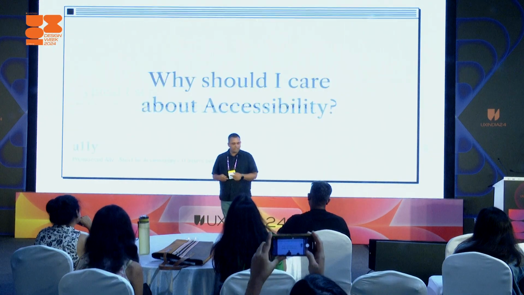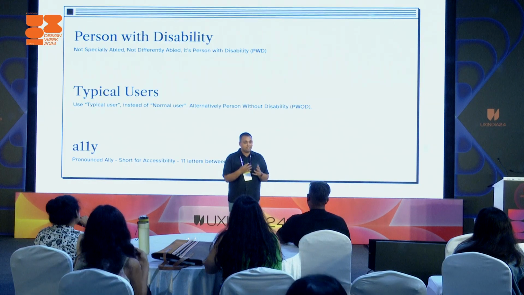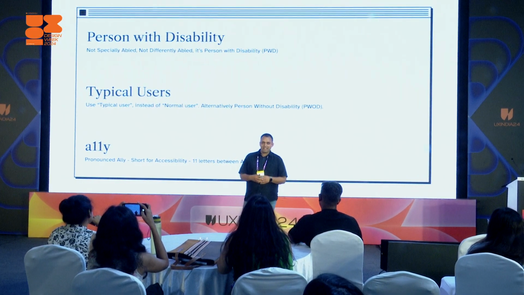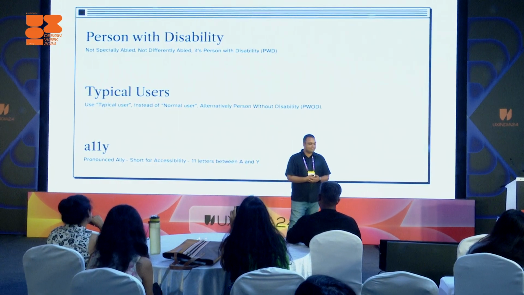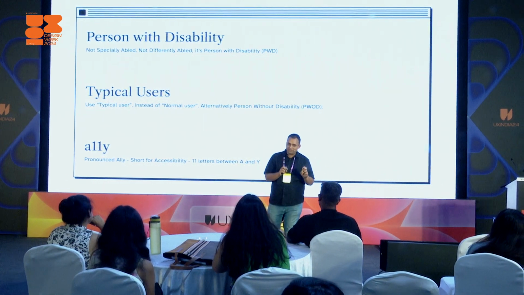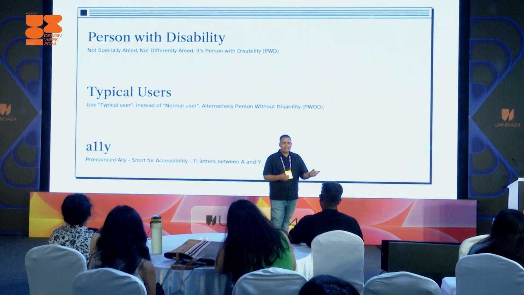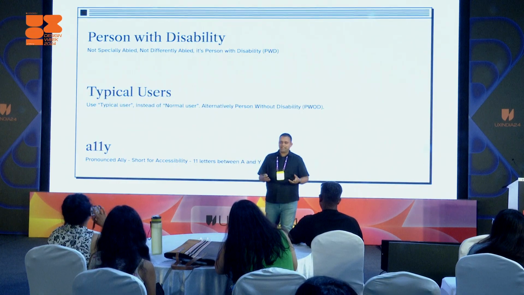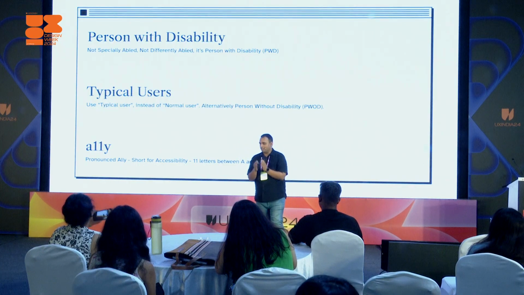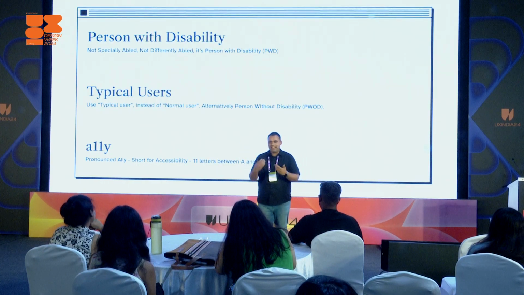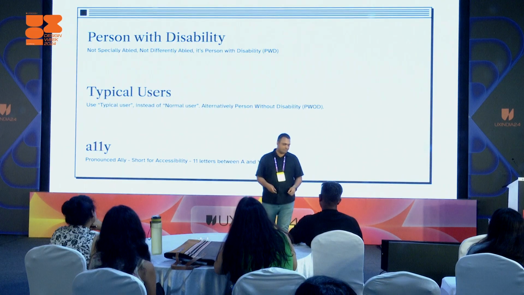Before I dive deeper into the topic, I want to give you 3 terms to use in case you're not familiar with addressing people with disabilities. Do not address them as specially abled or differently abled. Those are exclusionary terms. So people with disabilities is the term you're looking for. Instead of saying normal users to address people without disabilities, address them as typical users. And lastly, the term ally, A11Y. It's pronounced ally because it's a truncation of the word accessibility, which is A and Y and 11 letters in between. So it very beautifully says that you are an ally to people with disabilities. I want to give you these terms in case you have questions later. Please feel free to use these to ask questions.